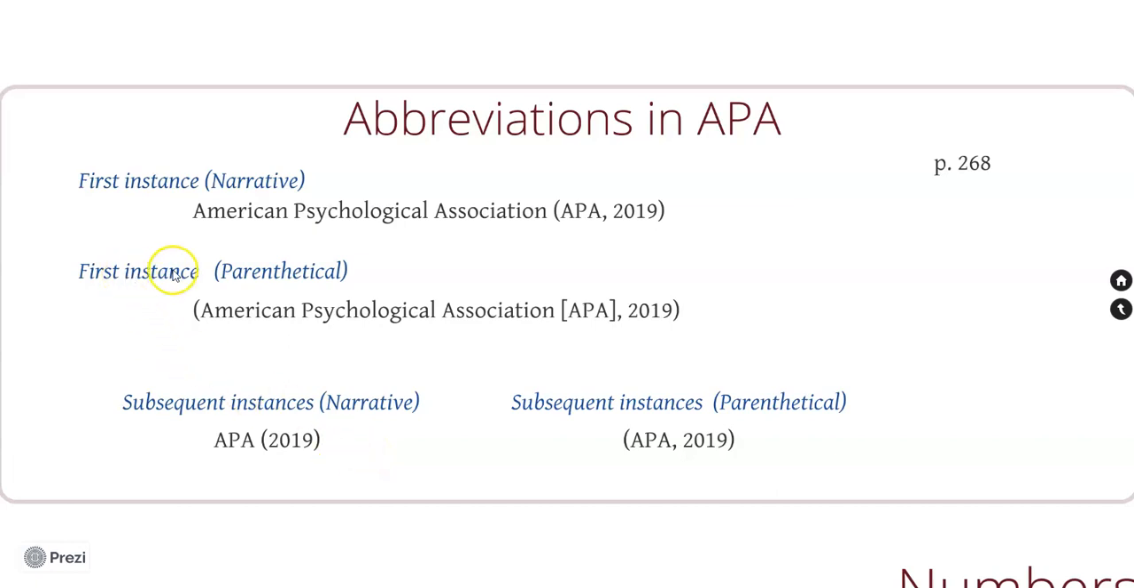Now, if the first time you see it is in a parenthetical citation, and again, this is all stylistic, what you would do, since you can't have parentheses inside parentheses, is you put American Psychological Association, and then in square brackets put APA, and then on throughout the paper you would just put APA (2019) or (APA, 2019). And again, all this is on page 268 of the APA manual.